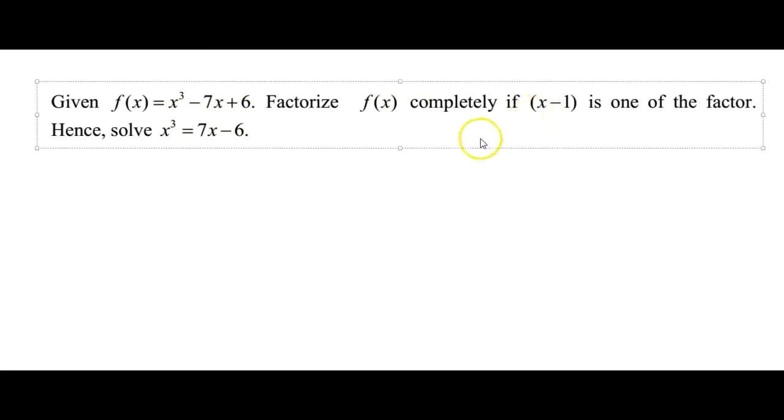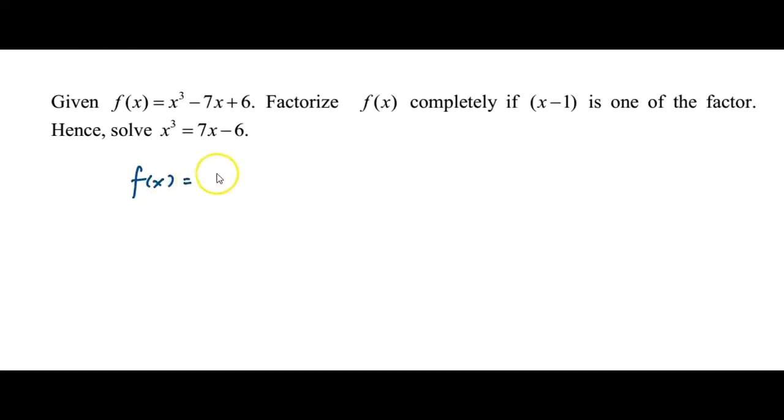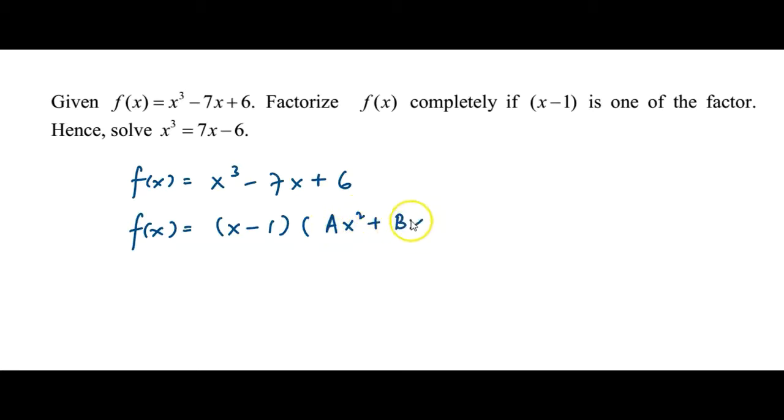For this question, I'm going to show you by using the method of comparing the coefficients. Given that the cubic expression is x cubed minus 7x plus 6, and given that x minus 1 is the first factor, we can write our f(x) in this form: the first factor multiplied by a quadratic factor, in the form of ax squared plus bx plus c. Because only a linear factor multiplied by a quadratic will give you back the cubic expression.